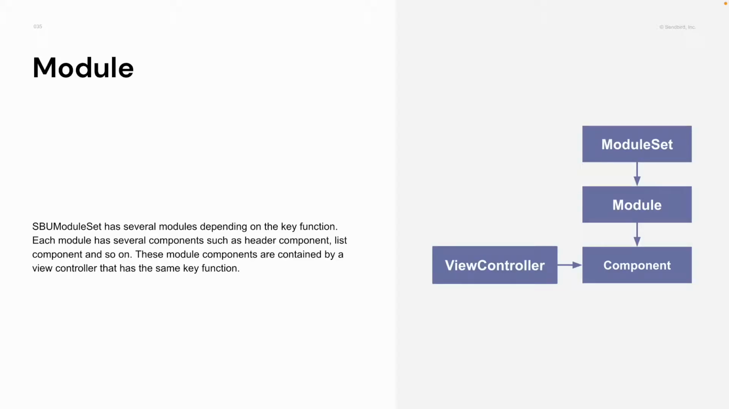Let's move on to module customization. ModuleSet has several modules depending on the key function. Each module has several components such as header component, list component, and so on. These module components are contained by a view controller that has the same key function.